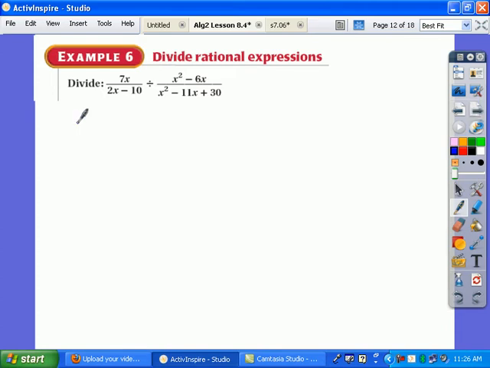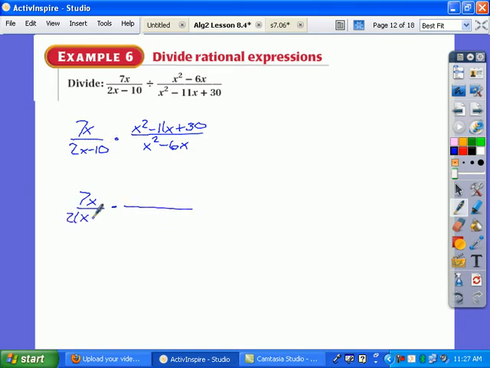7x over 2x minus 10, times x squared minus 11x plus 30 over x squared minus 6x. 7x doesn't factor. 2x minus 10, common term factors to 2 times x minus 5. Up top, we're left with x minus 6, x minus 5. And this bottom one factors by factoring out an x, and that leaves us with an x minus 6. Again, a common term factor.